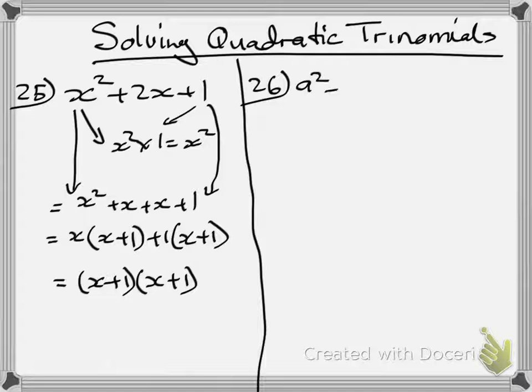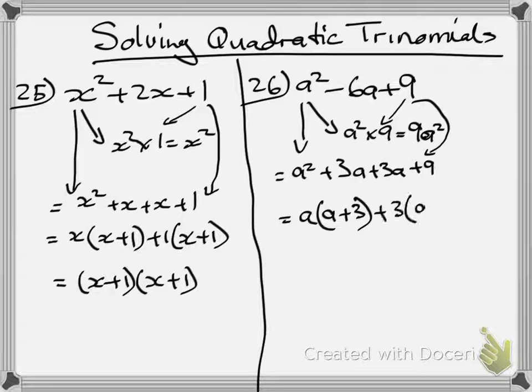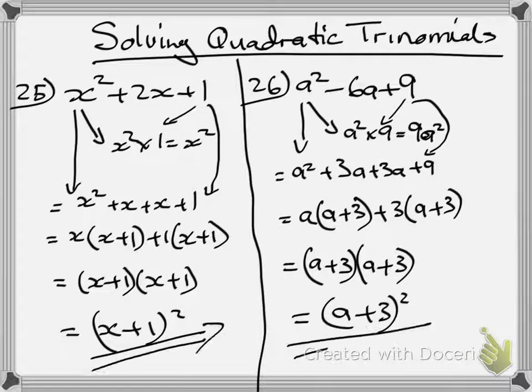So number 26, again, take the first term and the third term, we get the product, find factors of the product which will give us the middle term, and there we go. We factorize the first two, then the last two, and then we factorize the common bracket, and then this is a perfect square, so there we go. Moving on to question A27.